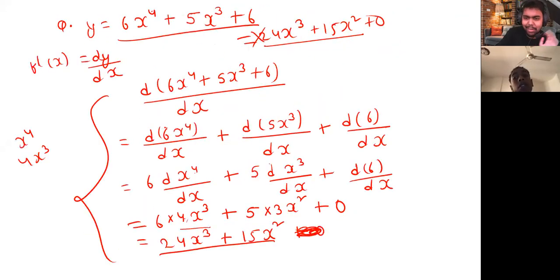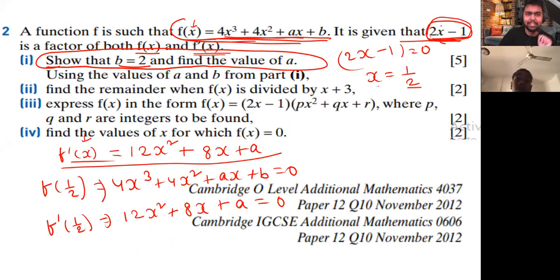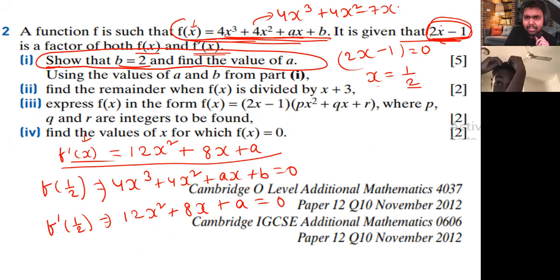Yes, correct. So now come to the next part. Now I know my A, I know my B as well. So can I rewrite my function as 4x cube plus 4x square? What is my A? I think my A is minus 7, right? So here I would be writing minus 7x, and here B is equal to 2, right? Plus 2. So can I rewrite my equation like this?